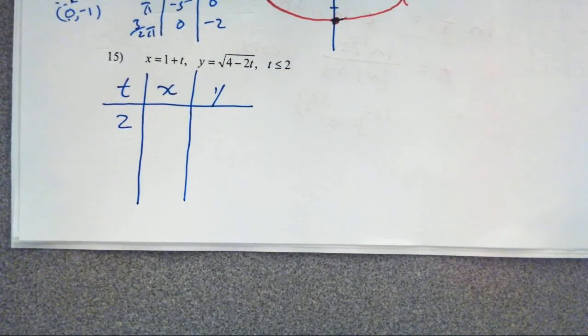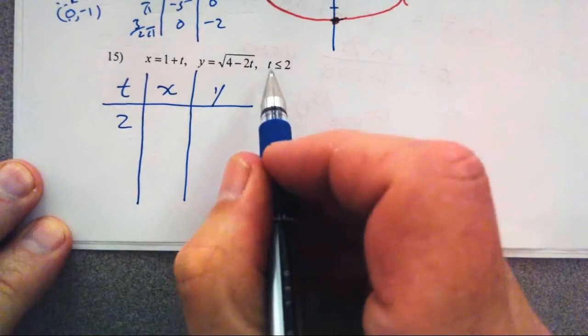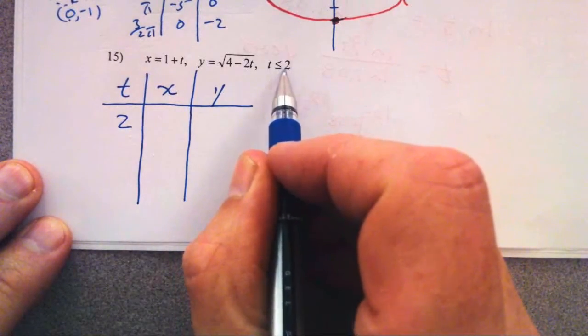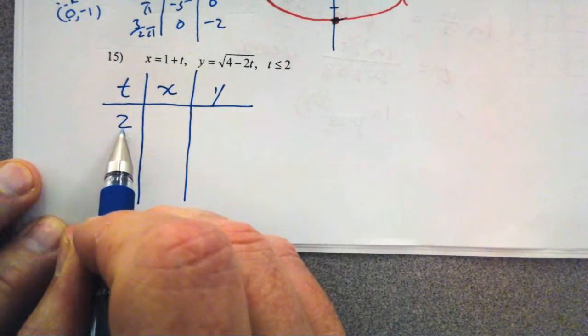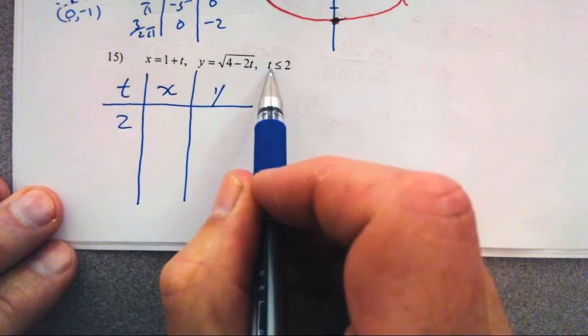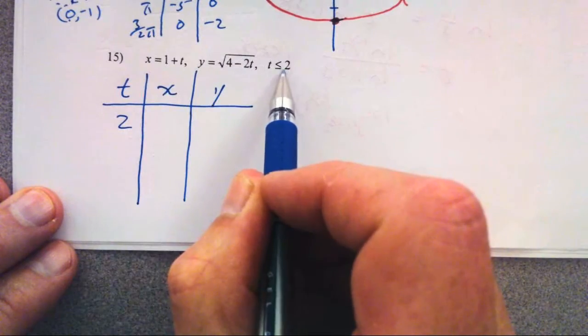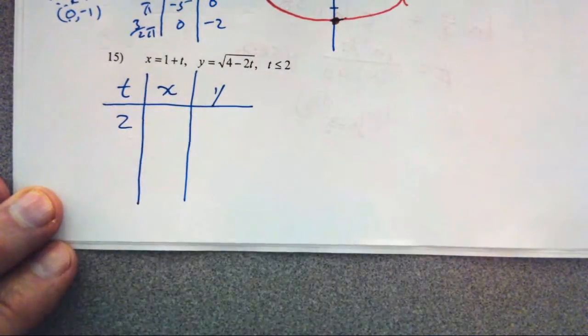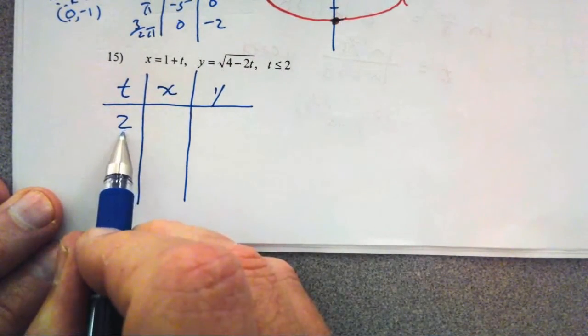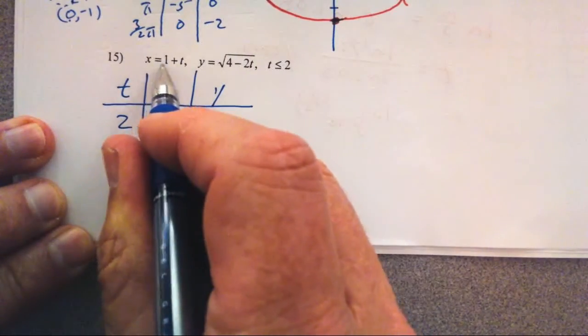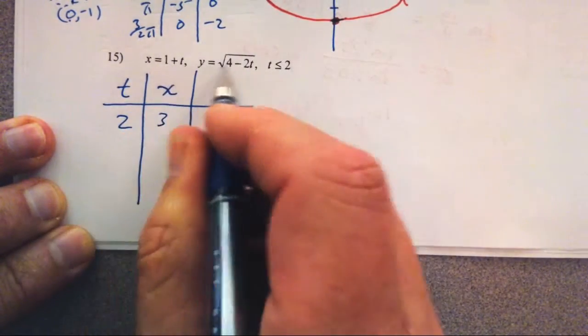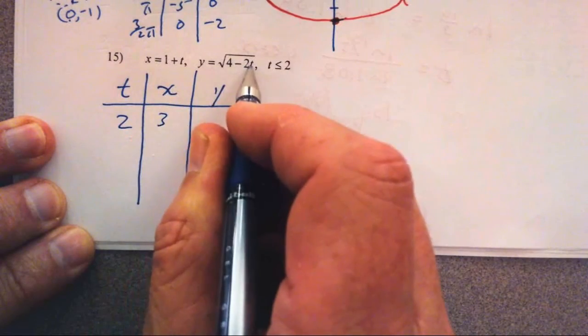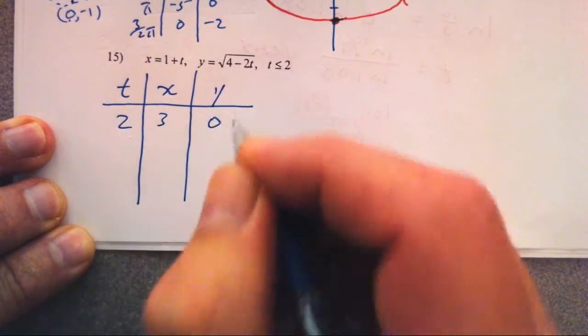Now here's a biggie. 2 may not be the initial point. It's the initial point in my chart, and if this was t greater than or equal to 2, it would be my initial point. But I have time units before 2. When t is 1, that comes before 2, so this is actually my terminal point. When t is 2, I get x is 3. When t is 2, I get 4 minus 2 times 2, 0, square root of 0, 0.